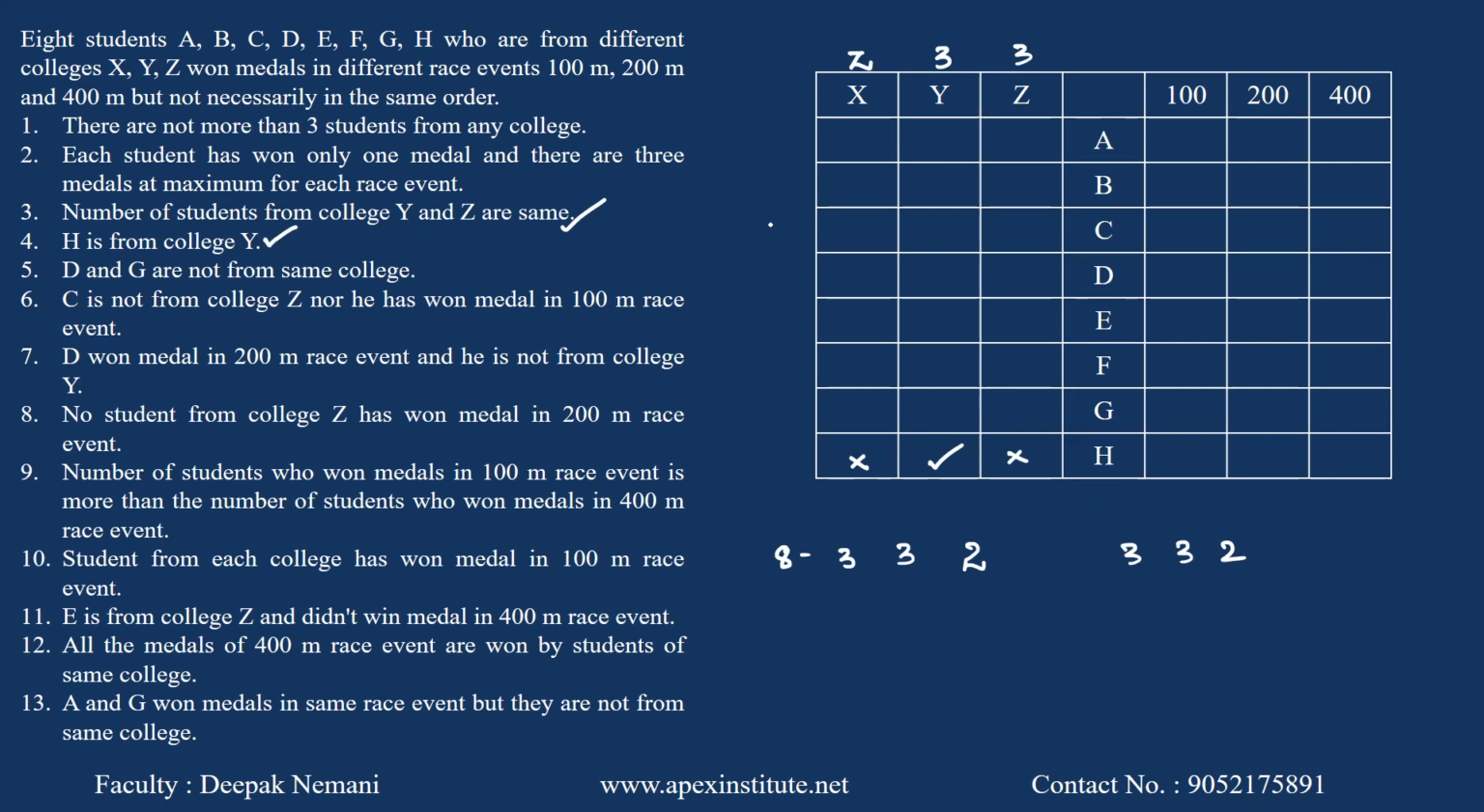Now D and G are not from the same college. Perfect. Now C is not from college Z. C is not from college Z. Now he has won a medal in the 100 meters race event. Perfect. Done. Now D won a medal in the 200 meters race event.